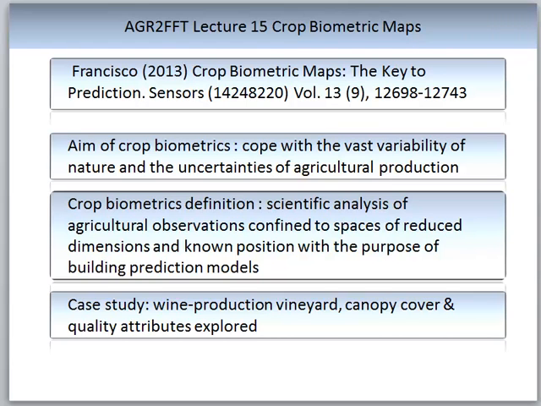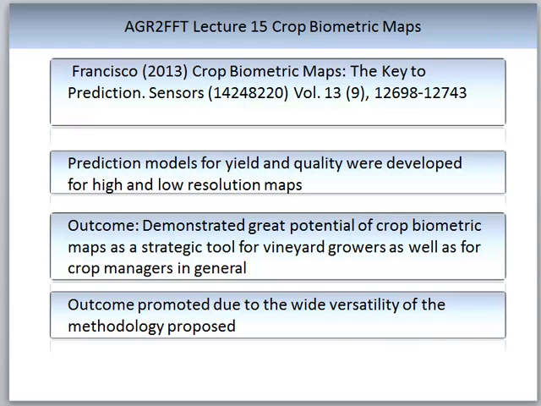It was concluded that prediction models for yield and quality were developed for high and low resolution maps, and these showed the greatest potential for crop biometric maps as a strategic tool for vineyard growers, as well as for crop managers in general, due to the wide versatility of the methodology proposed therein. Therefore, it can be concluded that crop biometric maps are a good strategic tool for vineyard growers, and they can also be used by other crop managers. Because of the wide versatility of this technology, it is a good methodology.